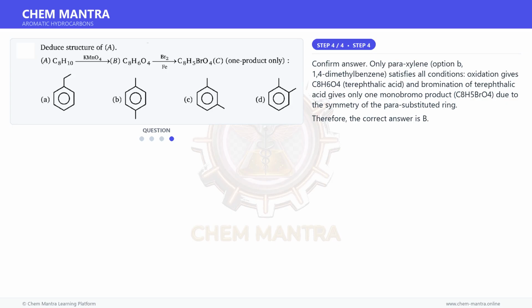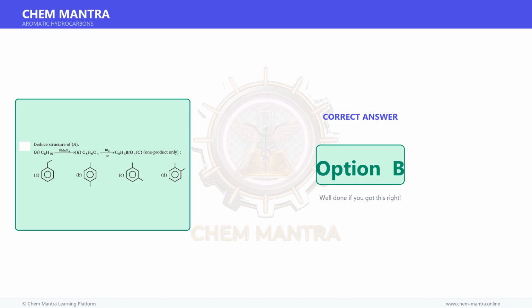Confirm answer. Only para-xylene, option B, 1,4-dimethylbenzene, satisfies all conditions. Oxidation gives C8H6O4, terephthalic acid, and bromination of terephthalic acid gives only one monobromo product, C8H5BrO4, due to the symmetry of the para-substituted ring. Therefore, the correct answer is option B.